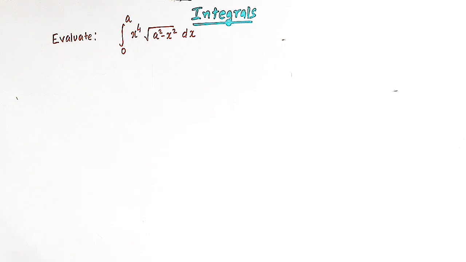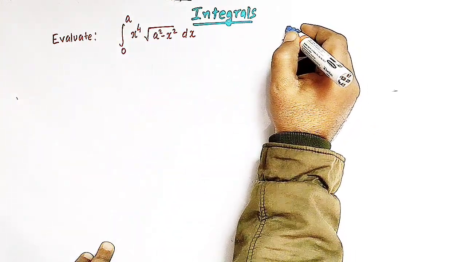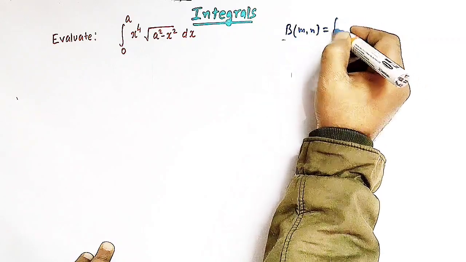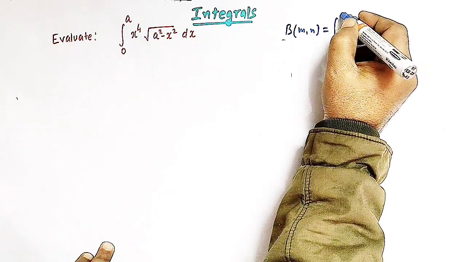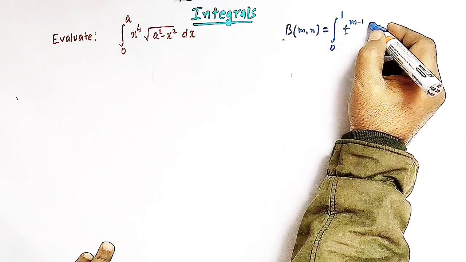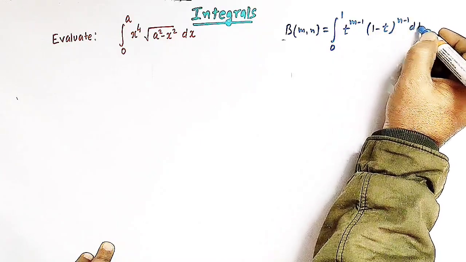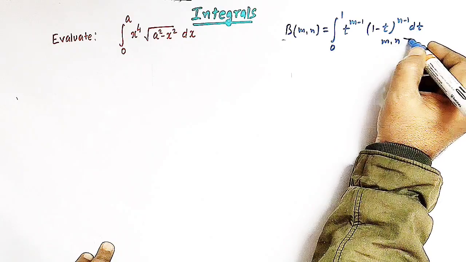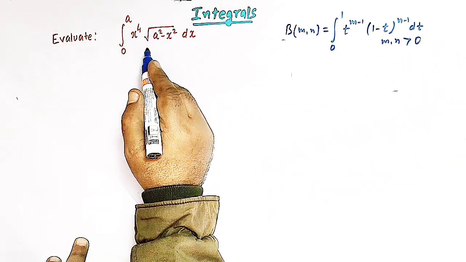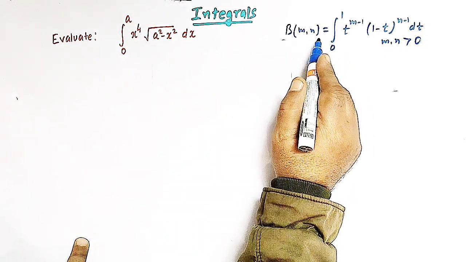Applying the method of substitution reduces this integral into the beta function, that is beta(m, n), which is defined by this integral from 0 to 1 of t raised to m minus 1 times (1 minus t) raised to n minus 1 dt, where m and n are greater than 0. So by the method of substitution we'll first reduce this integral to the beta function.